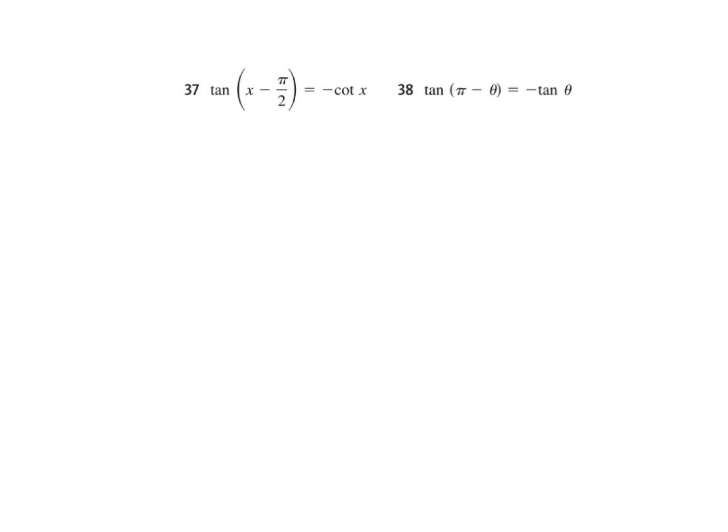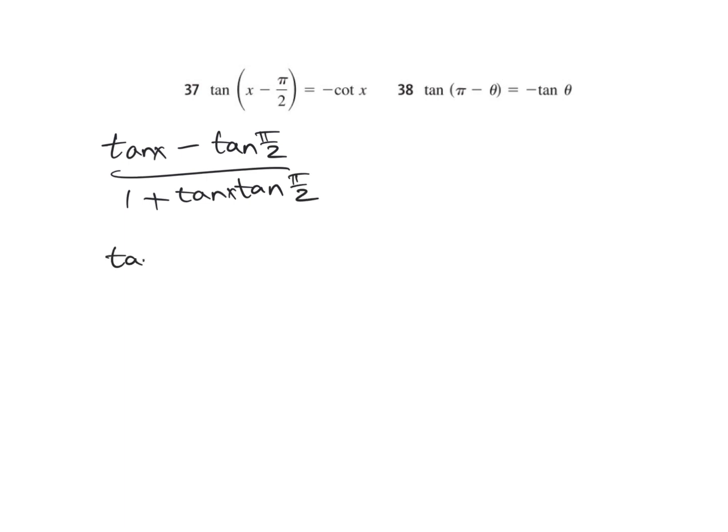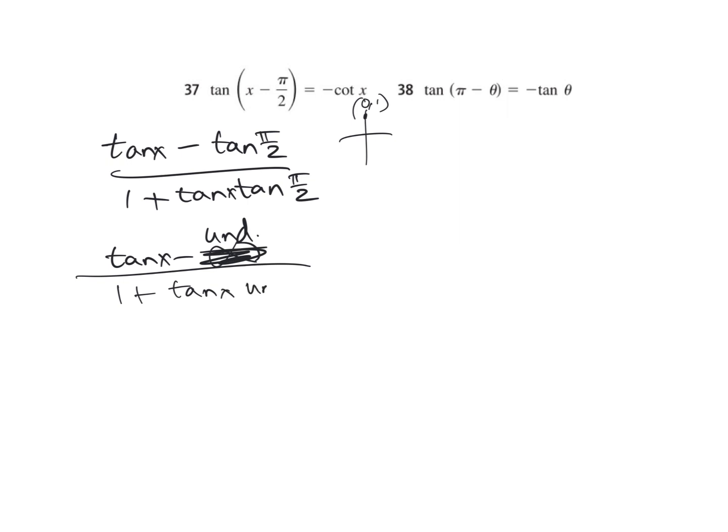Tangent is going to be the tangent of x minus the tangent of pi over 2 all over 1 plus tangent x tangent of pi over 2. All right, I don't know the tangent of x. Tangent at 90 degrees, that's y over x, so it's undefined. All right, not infinity, undefined. Okay, and 1 plus tangent of x times undefined. Doesn't really matter. You're done at this point, so this can't be done.